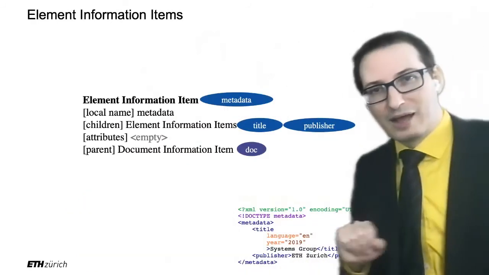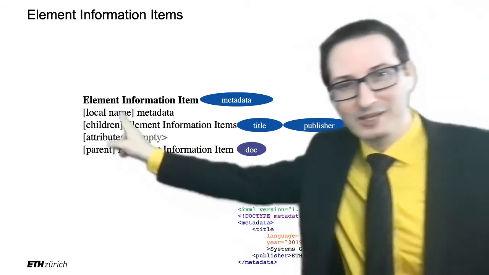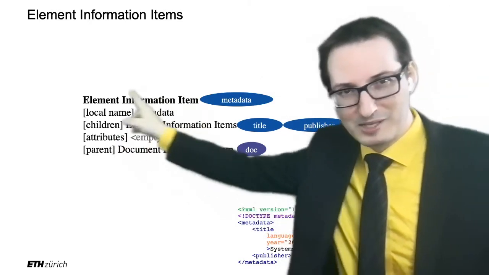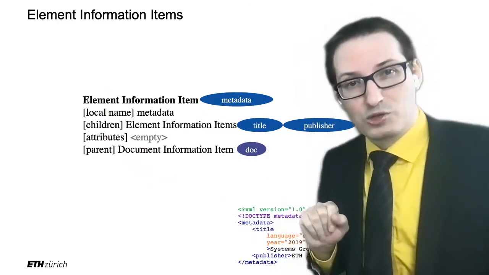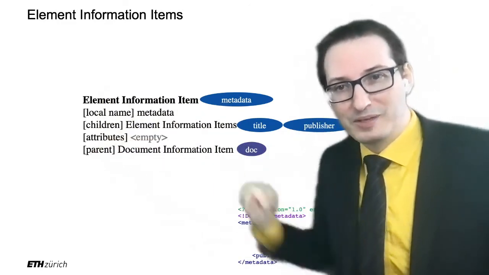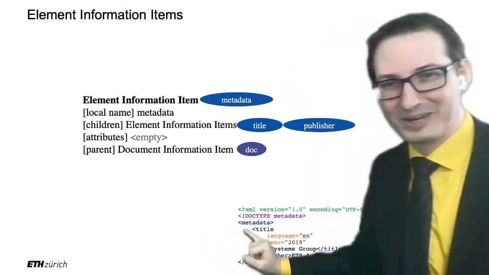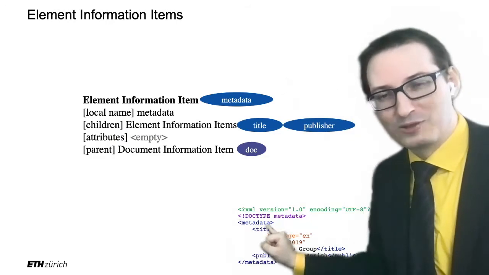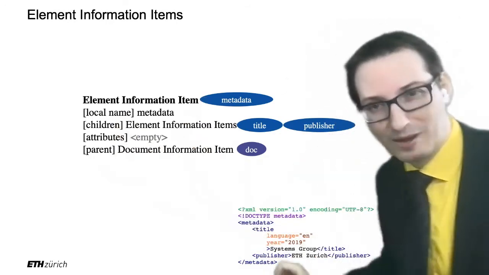Okay, now let's look at the metadata element information item. So again, everything is called an information item, as I said. Now it's an element information item called metadata. So what do we have? Well, the local name is metadata. I didn't put namespaces. It's already complicated enough, so I didn't put namespaces. So the local name is metadata. What are the children of metadata? Well, we just look here.